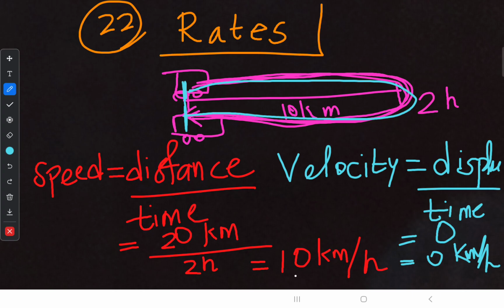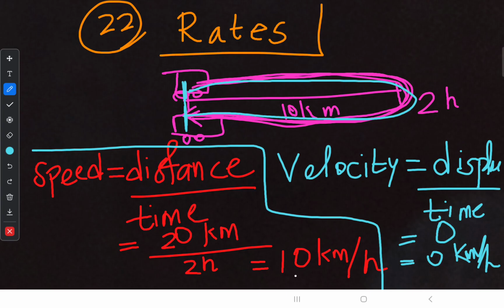How is it possible? Because these are two different parameters. Speed means distance upon time, velocity means displacement upon time. Here there is no displacement, so the velocity should be 0. That is the difference between speed and velocity. You have to understand this part clearly.